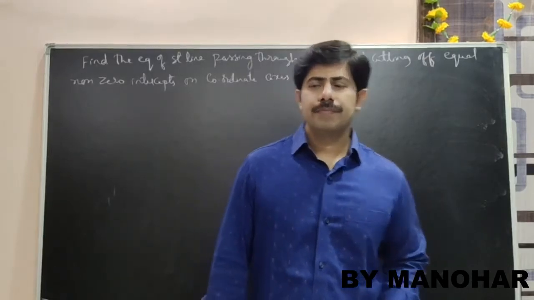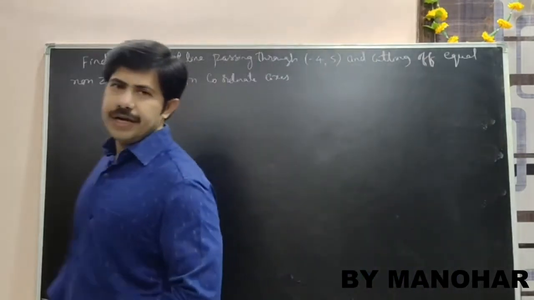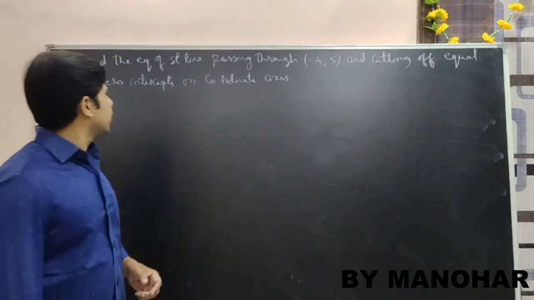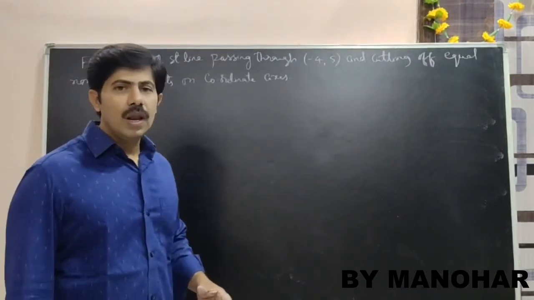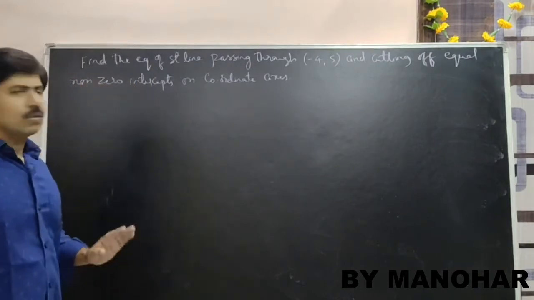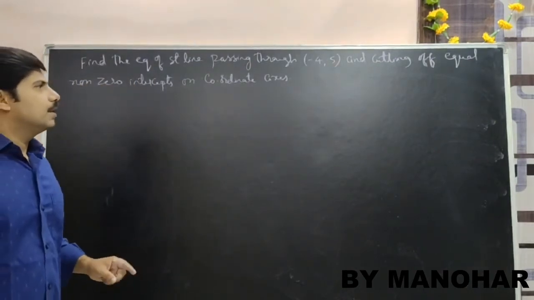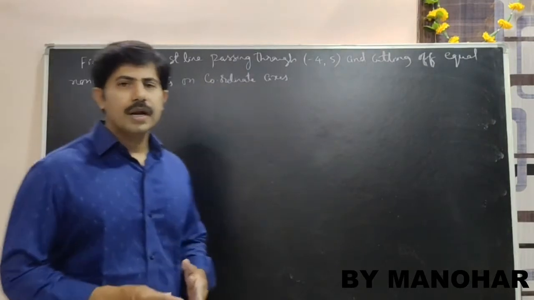Next problem. Find the equation of straight line passing through (-4, 5) and cutting off equal non-zero intercepts on coordinate axes. See here, intercepts. So what are intercepts?